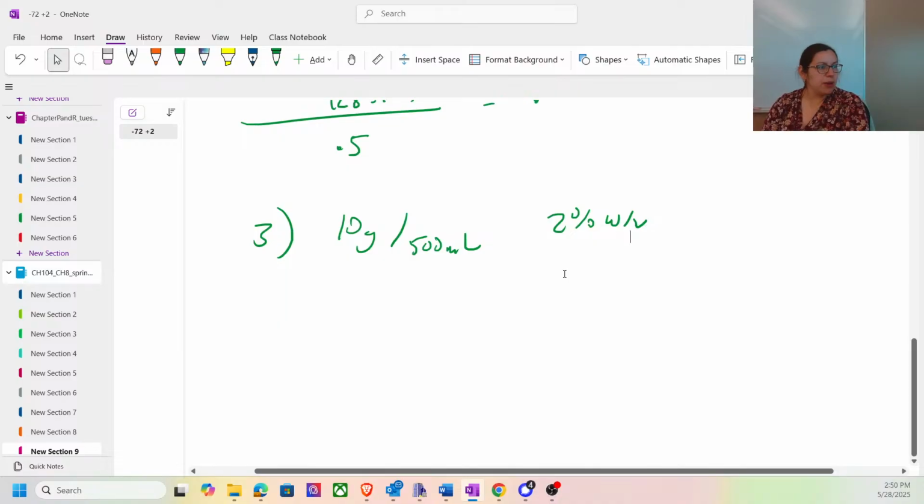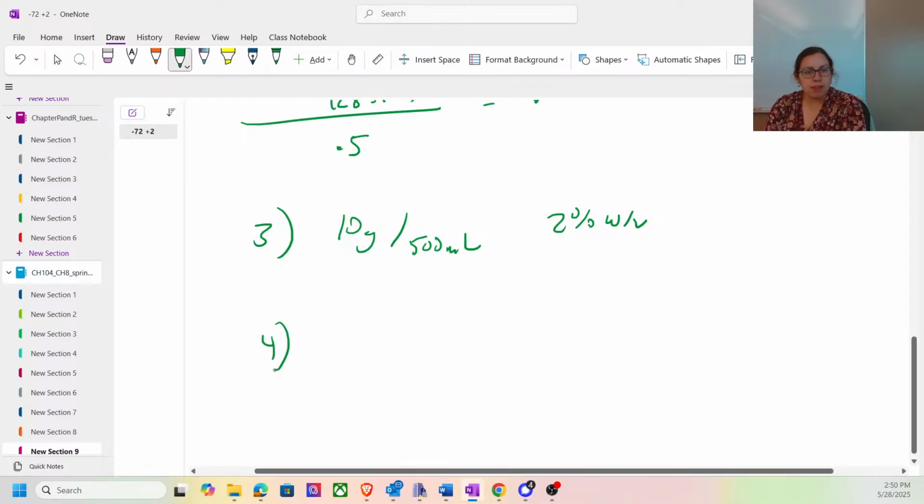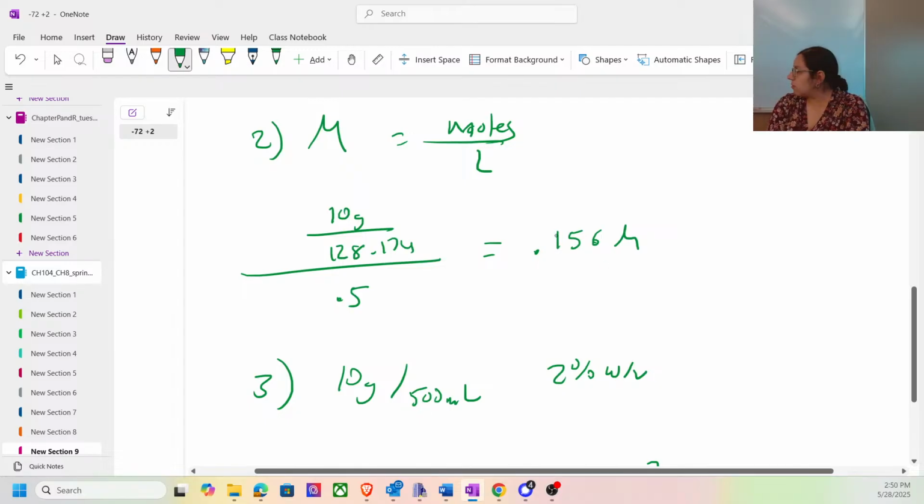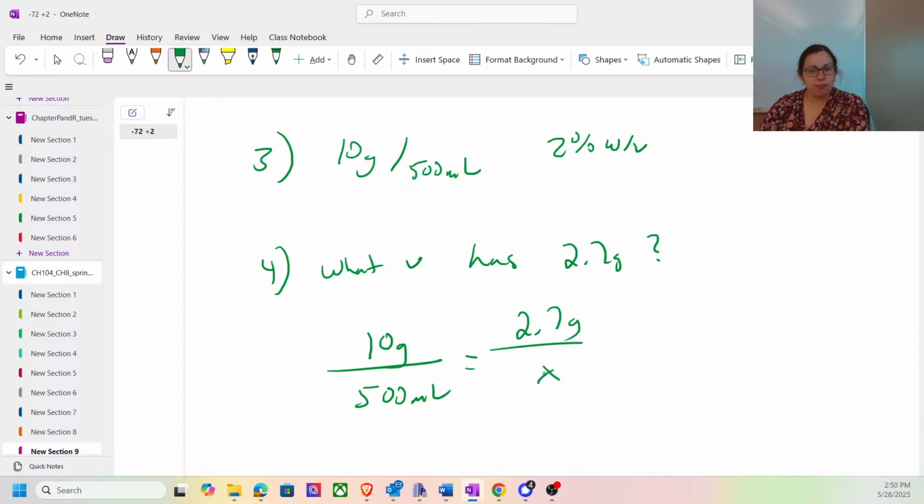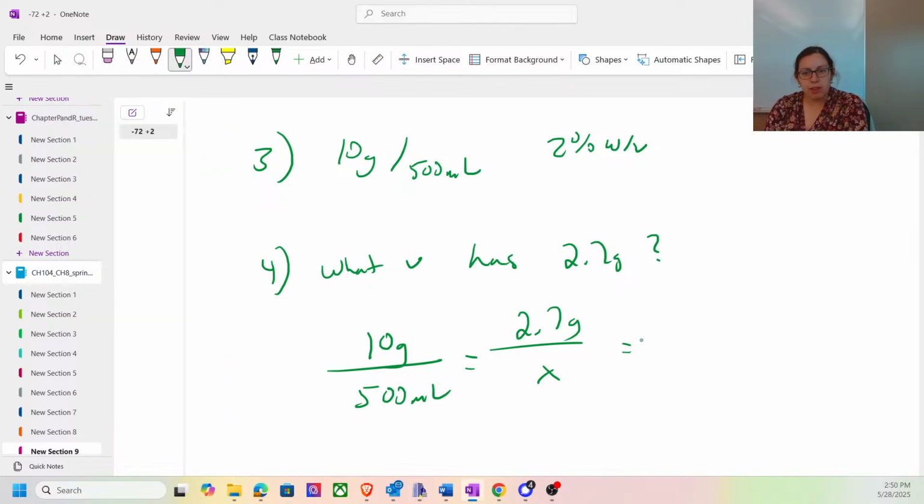And then all I want to point out for 4 is we want to do it with the easiest method. So it says what volume has 2.7 grams. You could use this, but that's a lot more steps, right? Just set up your basic proportion. Well, if I have 10 grams in 500 milliliters, what's 2.7 over x? And then just cross multiply to solve. So 500 times 2.7 divided by our 10. So then we get 135 milliliters.